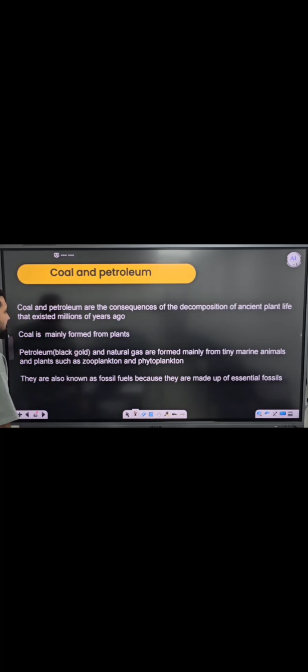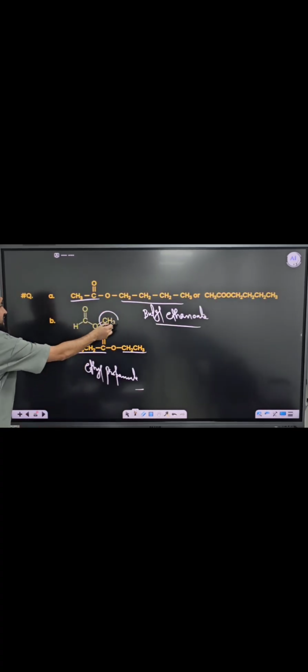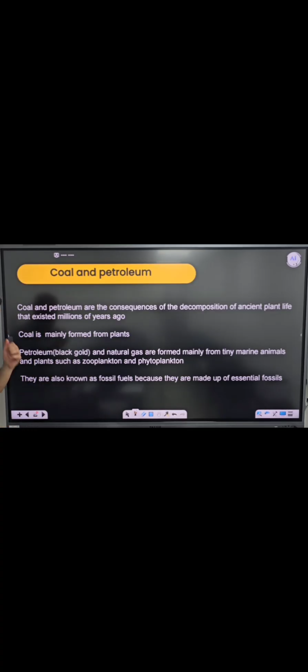Let's now try to find out. There is one more, guys. This one. So there is one carbon. One carbon means methyl, and there is also one carbon. So methyl methanoate, right? Done, guys.